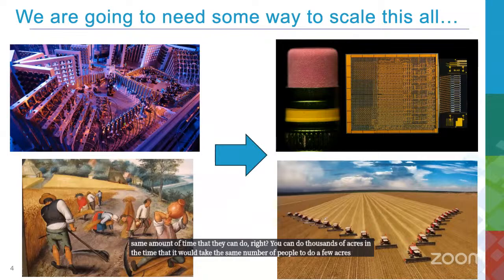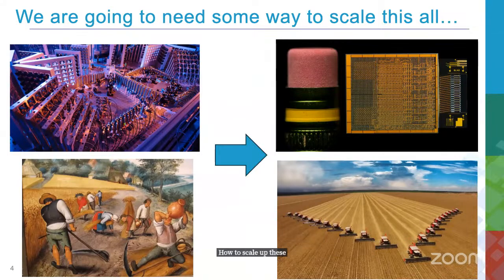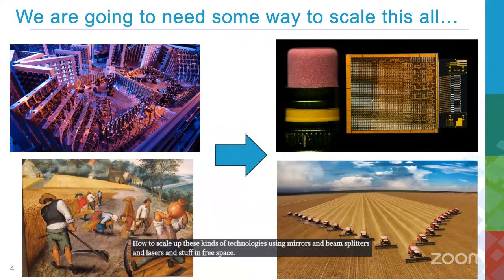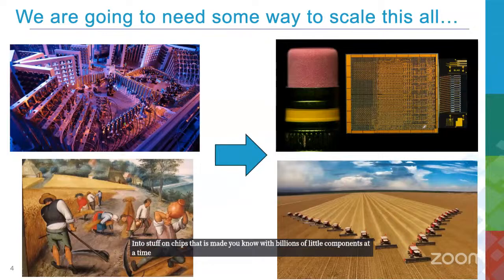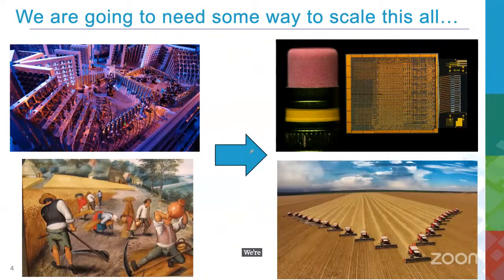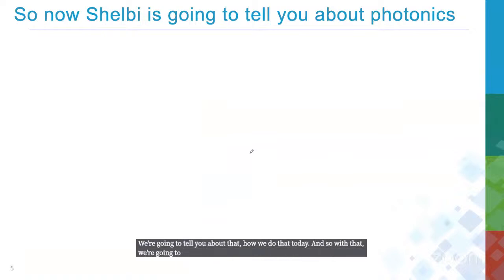And so we're trying to figure out how to scale up these kinds of technologies, using mirrors and beam splitters and lasers in free space, into stuff on chips that is made with billions of little components at a time. That's really what we're going to be focused on. We need to figure out some way of doing that, and we're going to tell you how we do that today. With that, we're going to take that little 5-minute break, and Shelby is going to tell you about photonics, which is really the key to doing all this at scale.